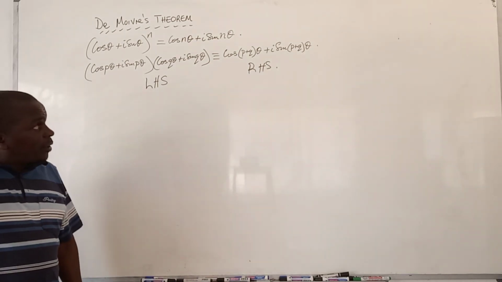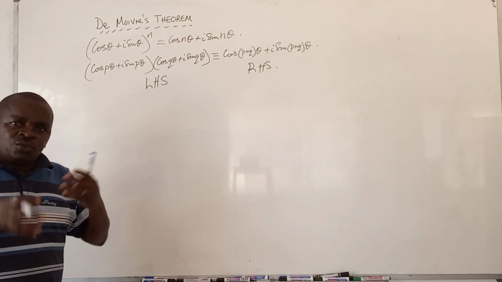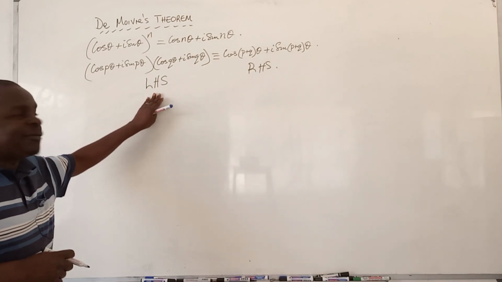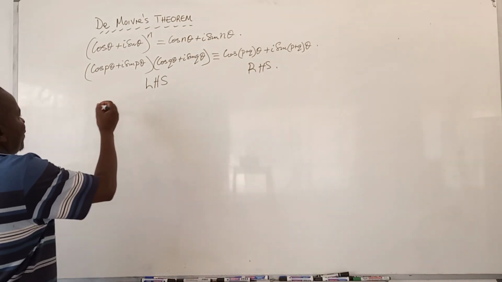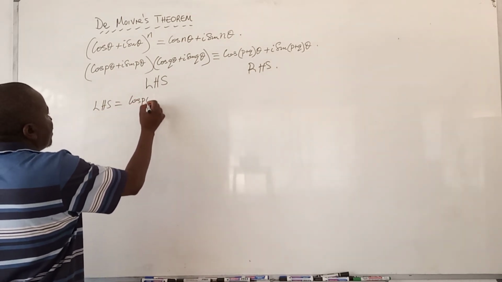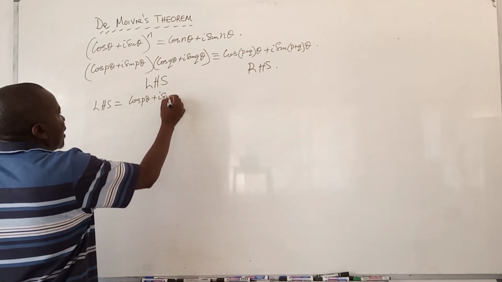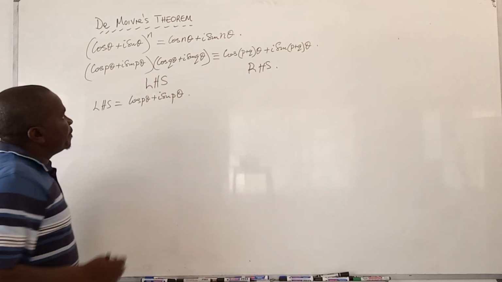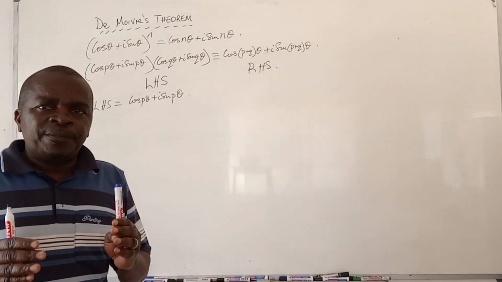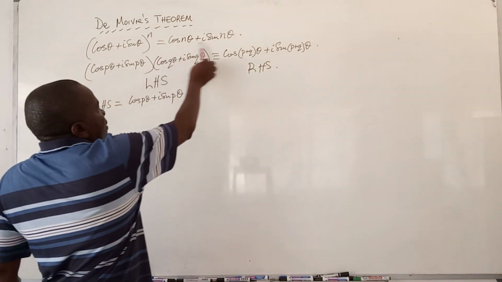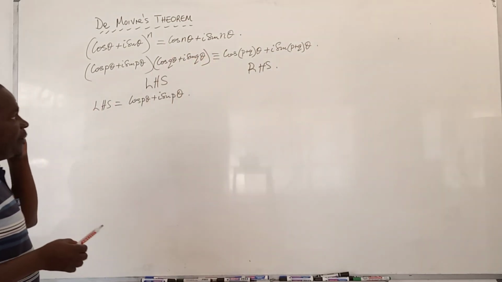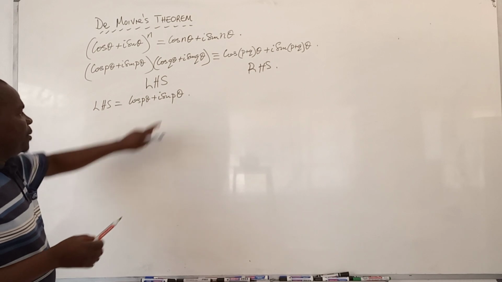Now, the general layout for a proof is you start on one side, you play around with expressions until you get the other side. So we are going to start with our left-hand side, which is equal to cos of p theta plus i sine of p theta. According to De Moivre's theorem, this is similar to the right-hand side. Can you see the position occupied by n is now occupied by p?